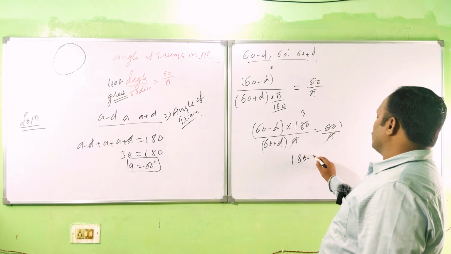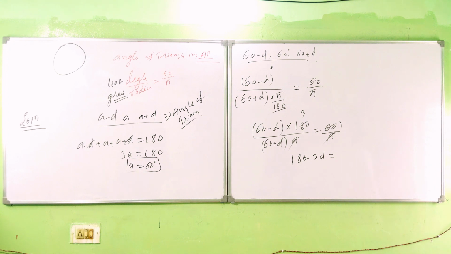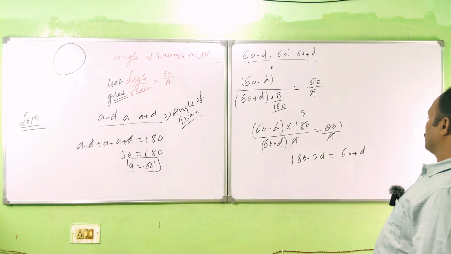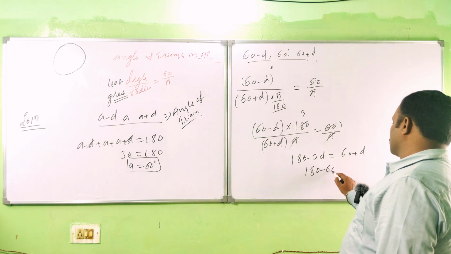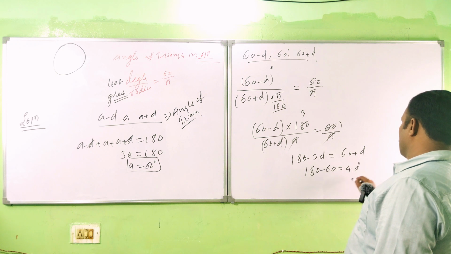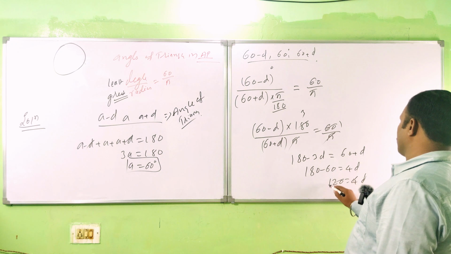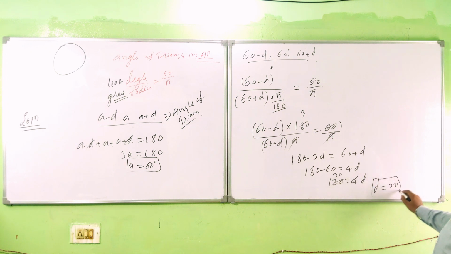So next, cross multiplication and simplification. 180 minus 3d is equal to 60 plus d. Rearrange the terms. 180 minus 60, this becomes 4d. This means 120 is equal to 4d. So d becomes 30. Common difference becomes 30.